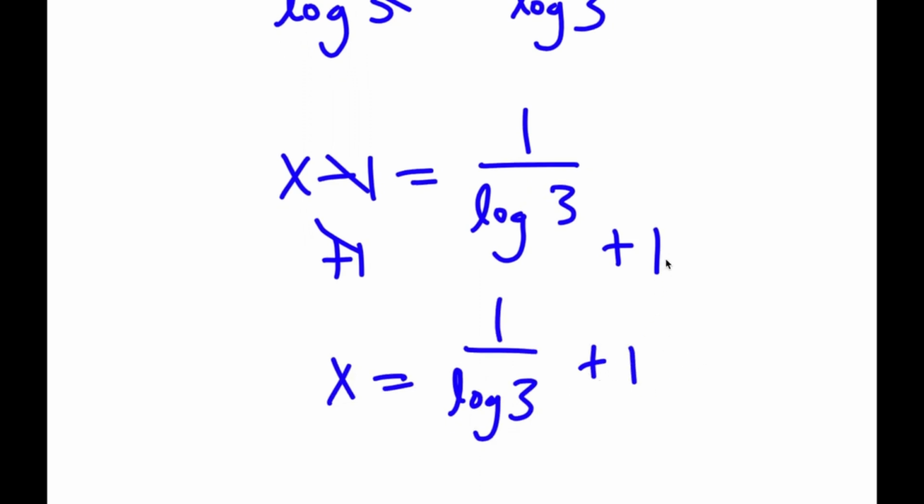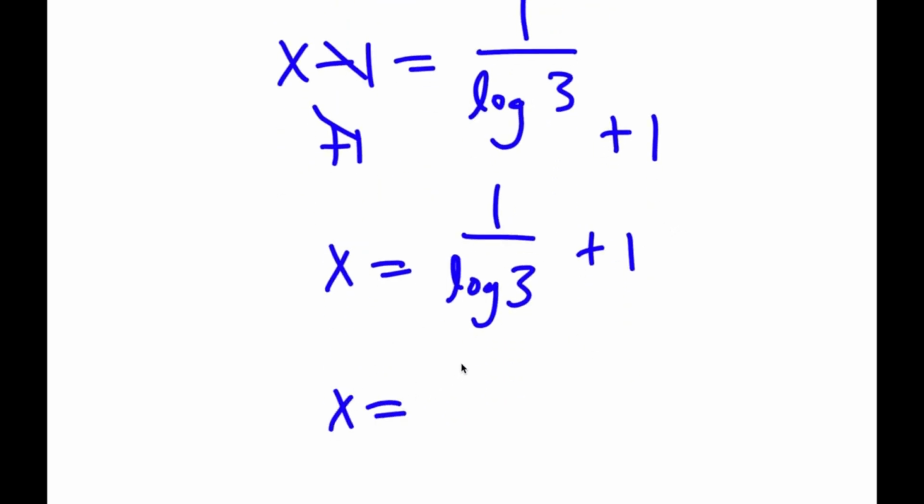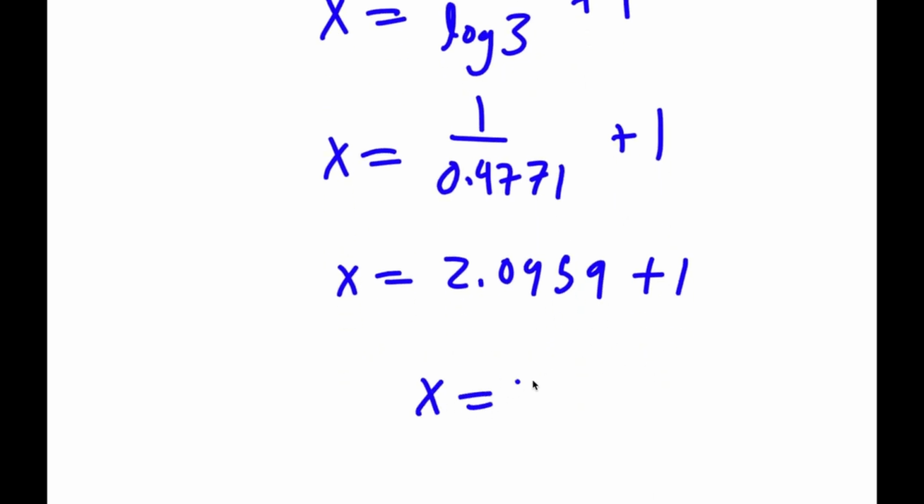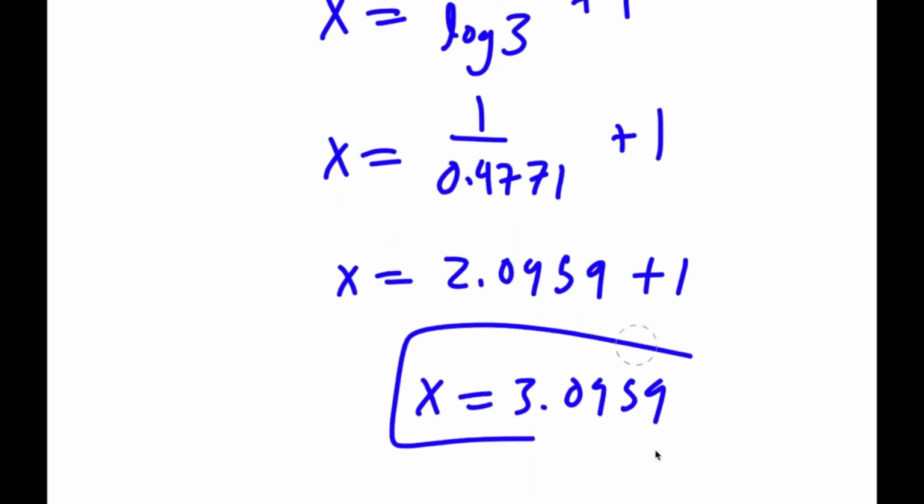So now, to find the exact value, I can plug this into a calculator. Log 3 is equal to 0.4771. So I have 1 over 0.4771 plus 1. So now 1 over log 3, or 1 over 0.4771, that's going to be 2.0959. So I have this plus 1, so my final answer is 3.0959. So this is my answer.